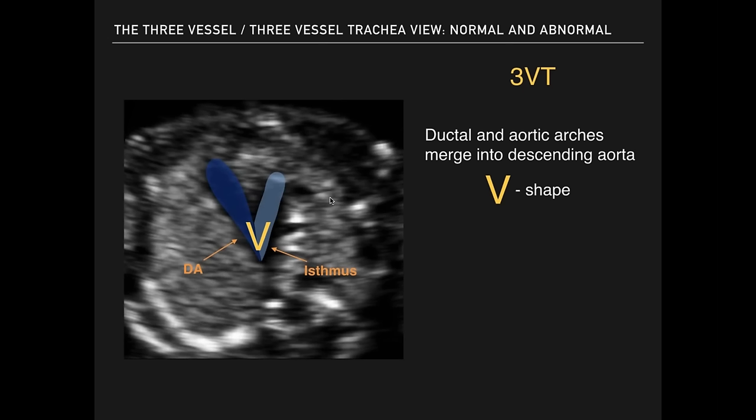So this is a view where you're able to detect arch anomalies, which I'll mention in the next few slides. And here we have the SVC, the superior vena cava. And not to mention the trachea. It's always good to note where the trachea is when looking at the three vessel trachea view. And the thymus, which is also very helpful to detect, as an absent or hypoplastic thymus is also a marker for CHD, specifically deletion 22q.